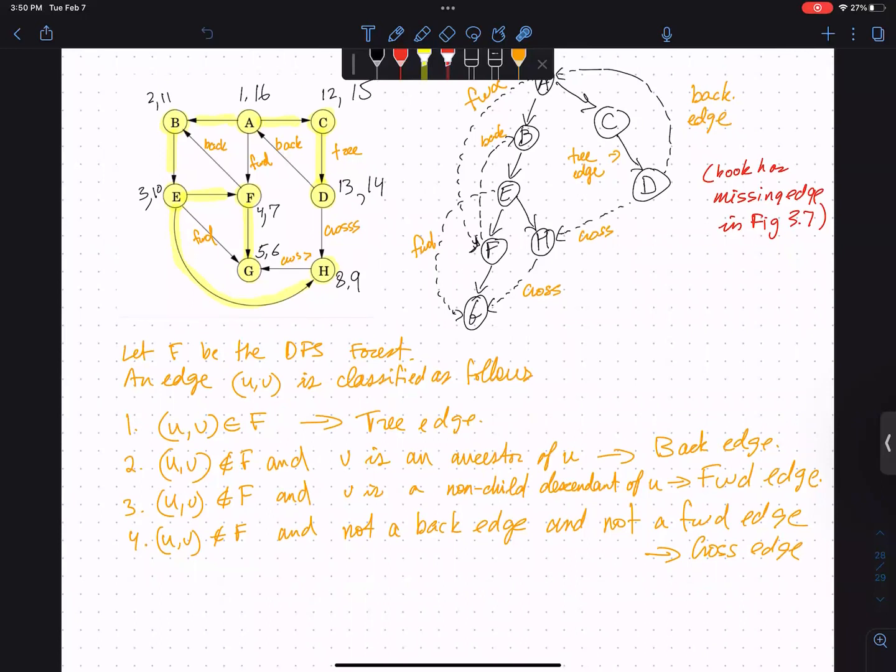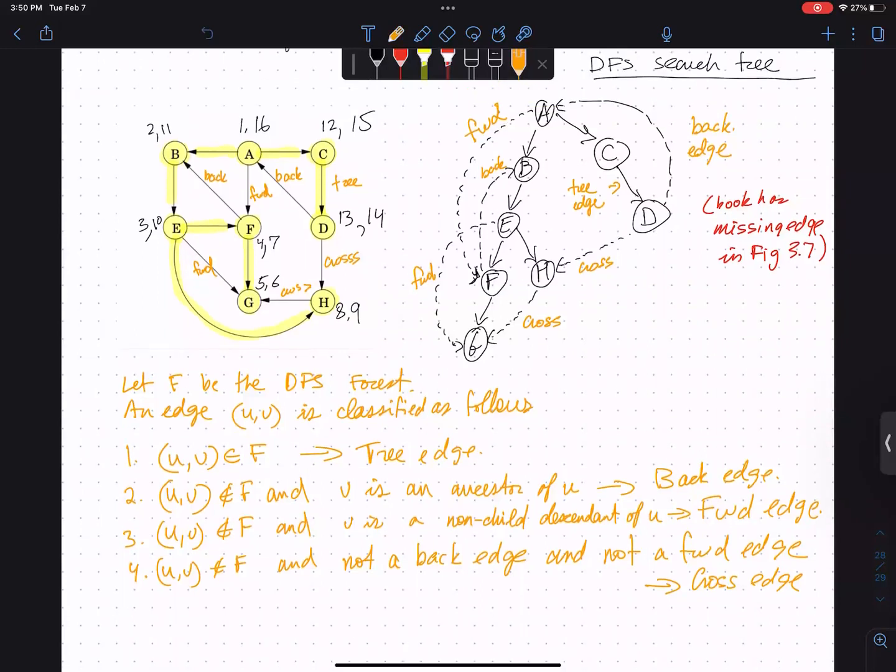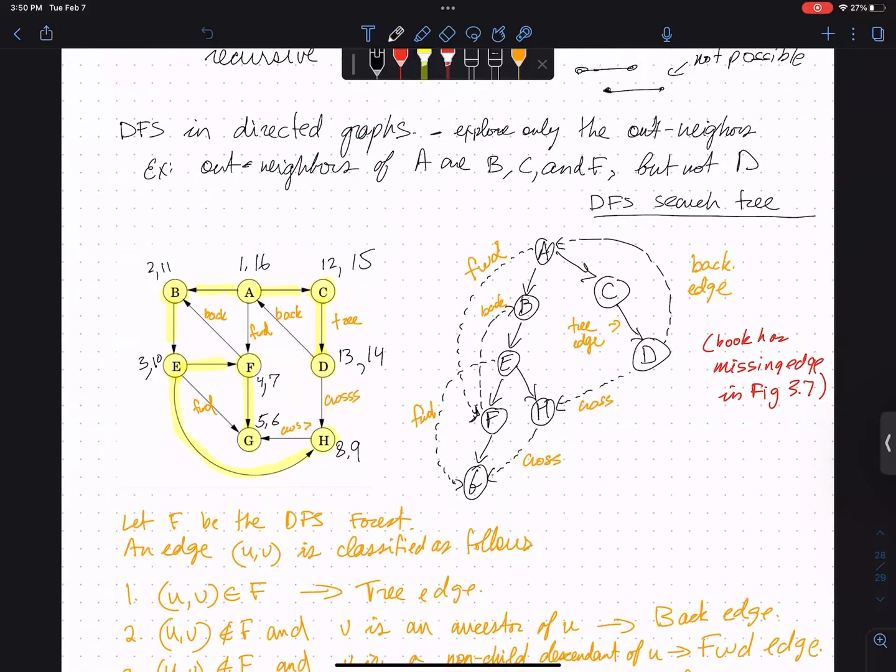So we already observed that if you have an edge UV, there are limits on what can happen to its intervals. We're going to do it in a little more detail now. To get the intuition, we can think about these intervals as open and closed parentheses. So in our case here, we start exploring A and write down open parenthesis A. Then we go to B and write open B. We go to E, open E.